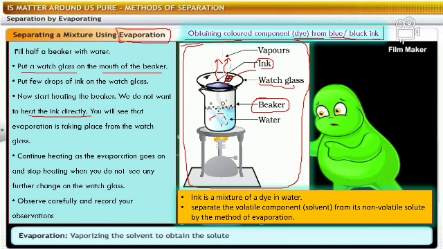So after some time, what happens? What is left in the beaker? Only the colored component is left here. As we know, ink is a mixture of a dye in water. Keep in mind, evaporation can be done only when one of the component is volatile. So in this, the solvent is volatile while the solute is non-volatile. Okay.